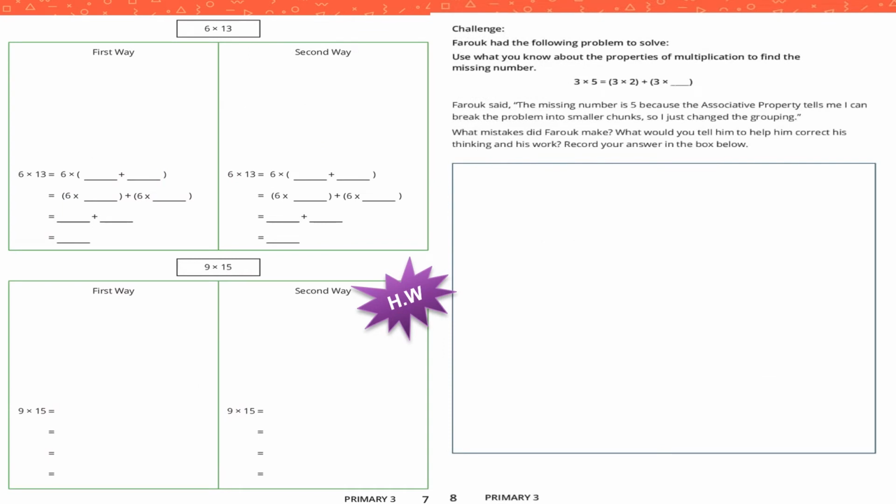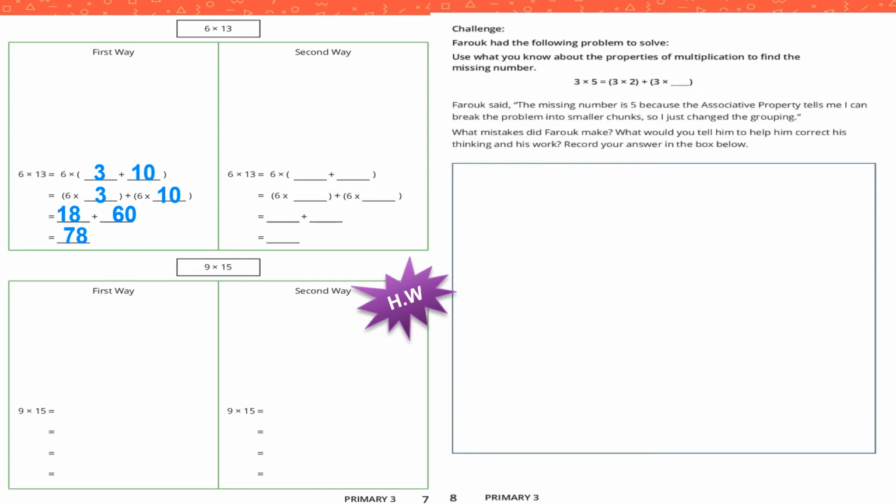The next example, 6 times 13. Here we will split this 13 into 3 and 10. 3 plus 10. Then distribute this 6 one time with 3 and one time with 10. 6 times 3 equals 18. 6 times 10 equals 60. 18 plus 60, 8 plus 0, 8. 6 plus 1, 7. So it's a 78.